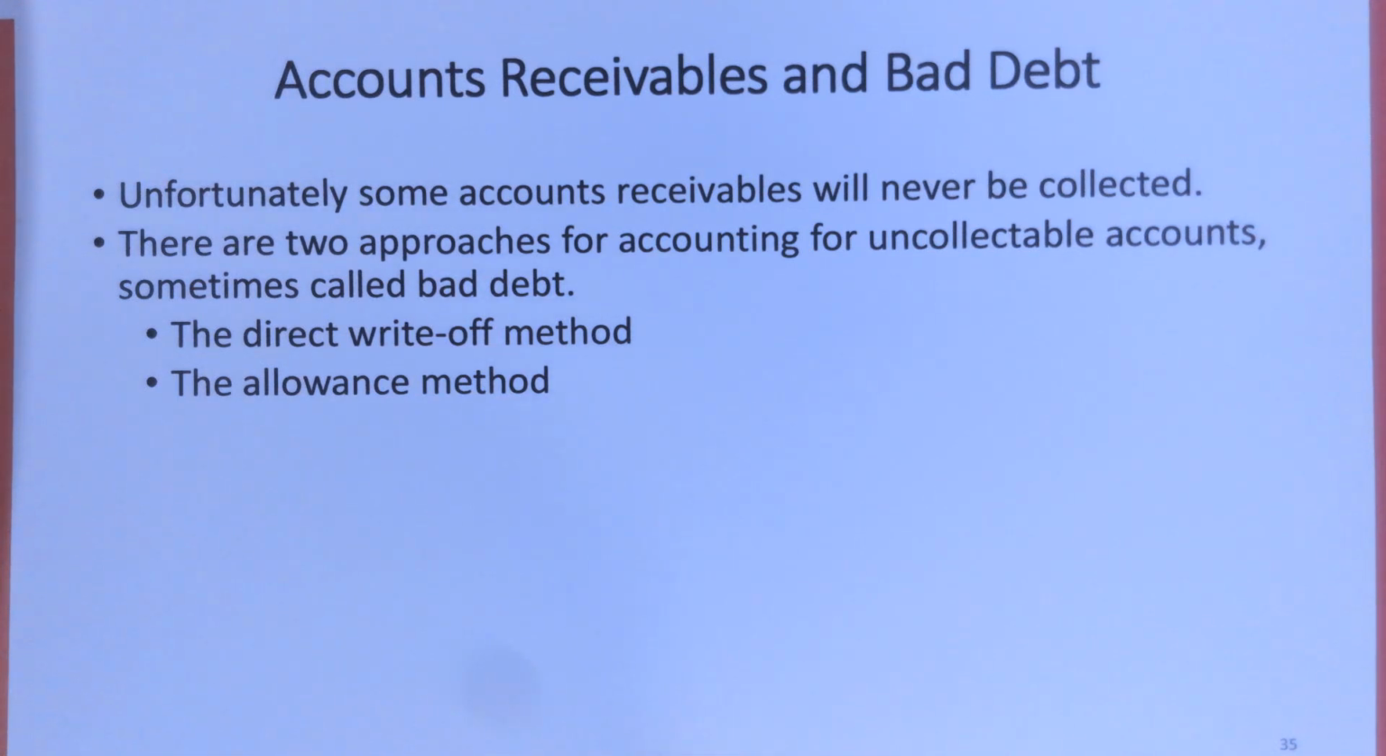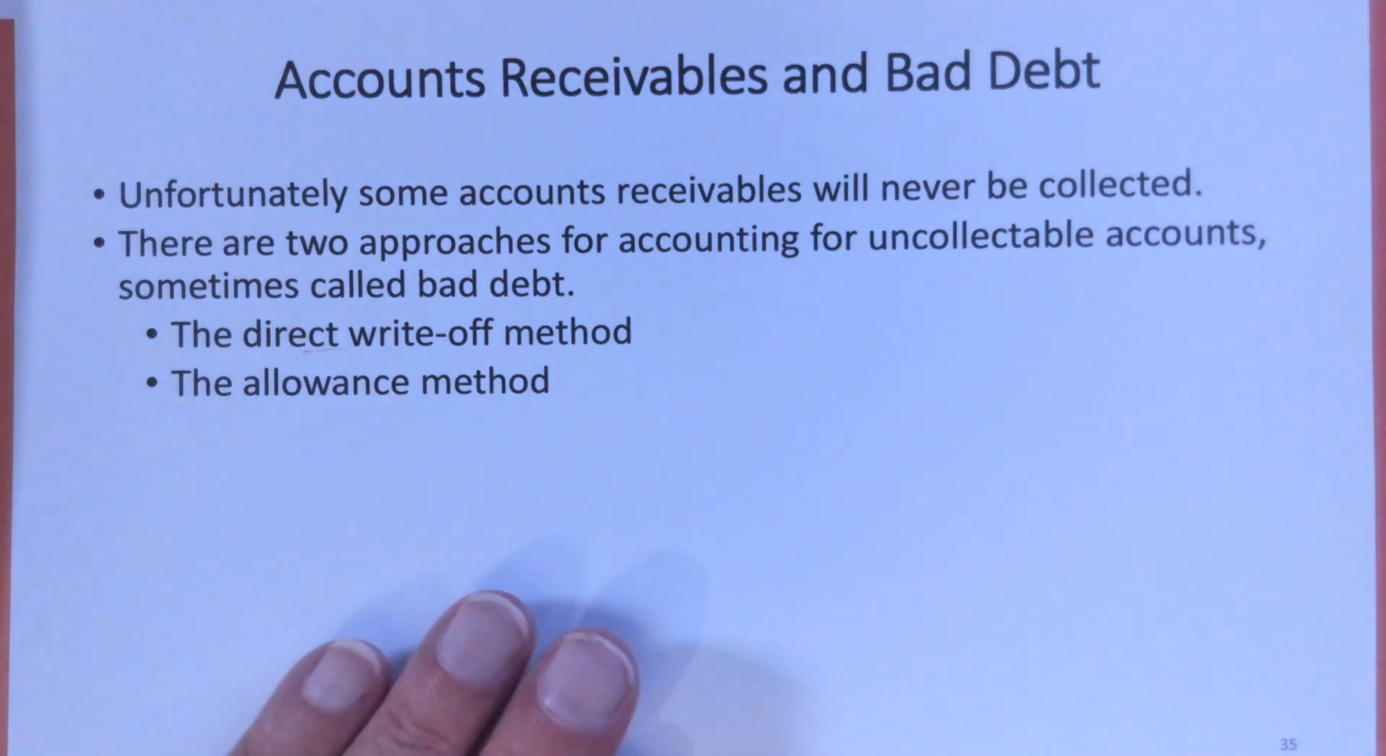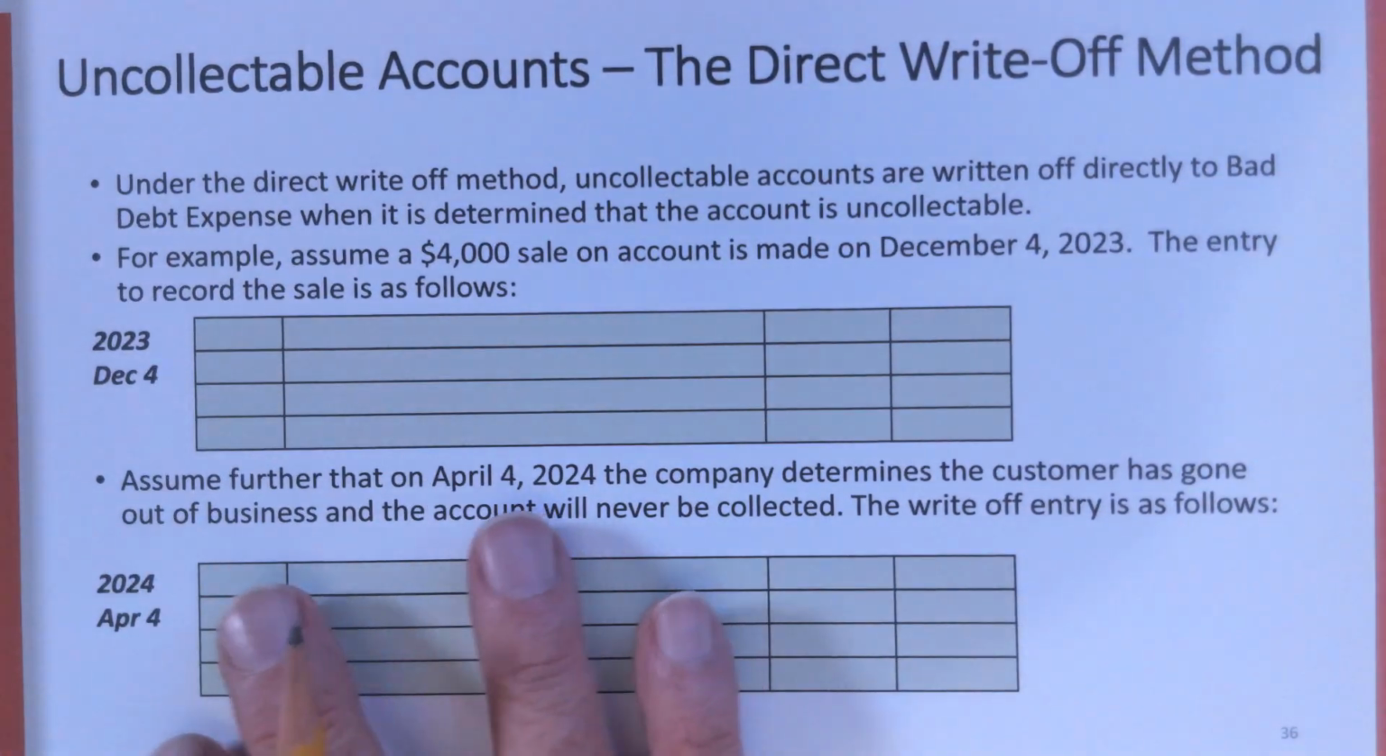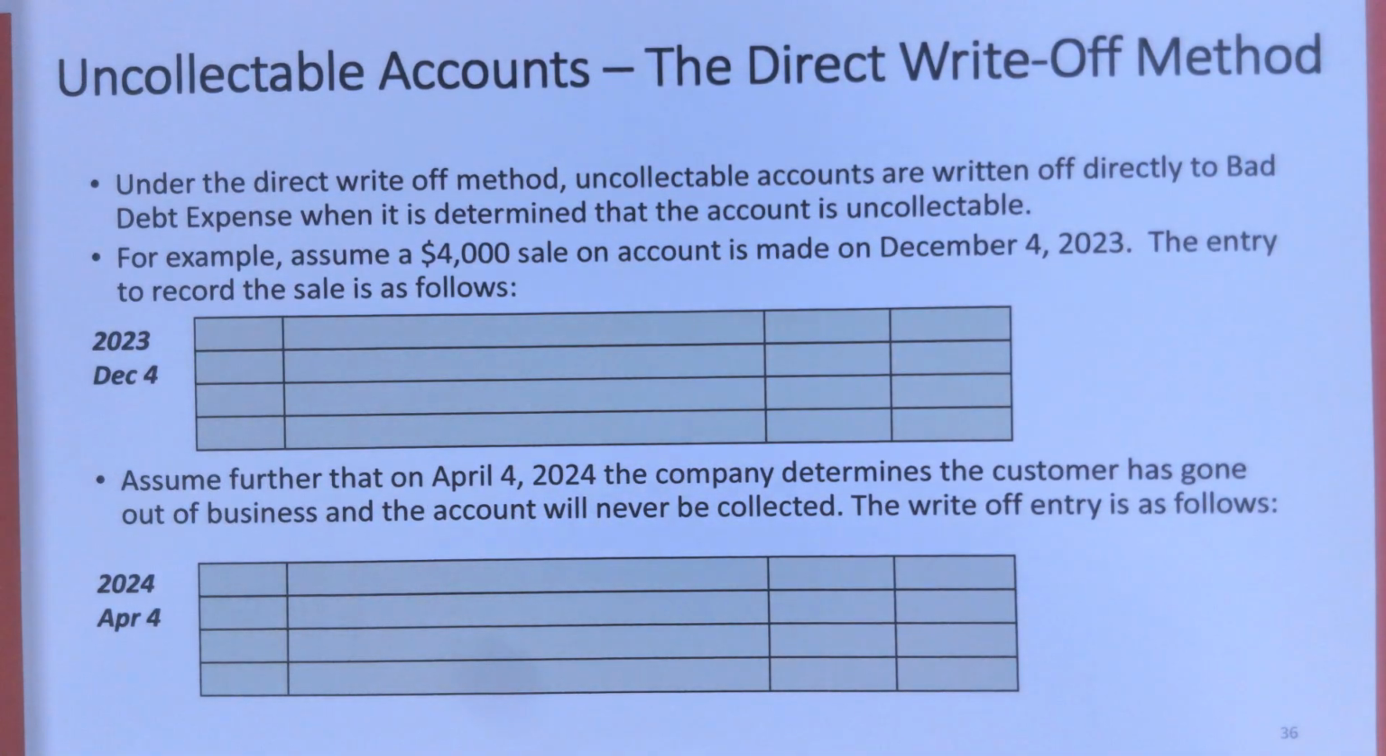And there are two methods. One is called the direct write-off method, and the other one is called the allowance method. We need to take a look at both of these, because if you're in an accounting class covering bad debt, the instructor is going to require that you know about both of these methods. So let's first go into the direct write-off method and see how that works.